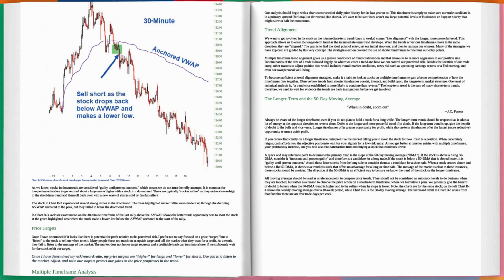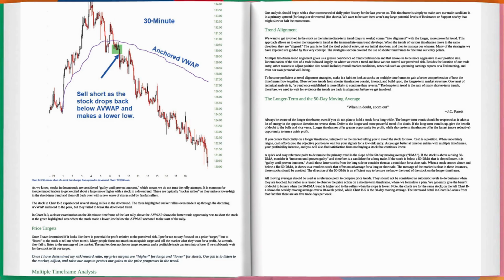A quick and easy reference point to determine the primary trend is the slope of the 50-day moving average, DMA. If the stock is above a rising 50 DMA, consider it innocent until proven guilty and therefore a candidate for a long trade. If the stock is below a 50 DMA that is sloped lower, it is guilty until proven innocent. Avoid these latter stocks from the long side or consider them as a candidate for a short sale.